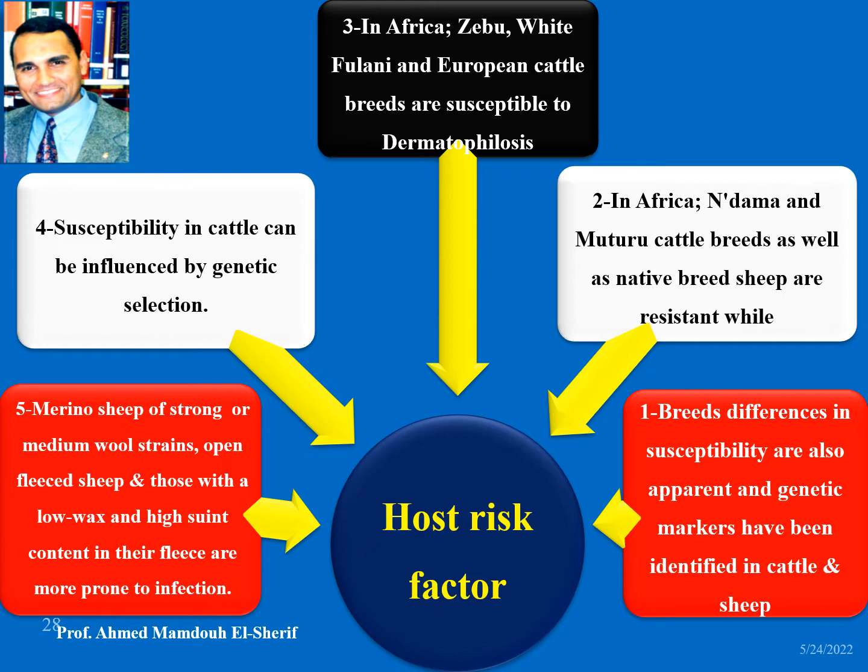Merino sheep of strong or medium wool strains, open fleeced sheep, and those with low wax and high suint content in their fleece are more prone to infection.